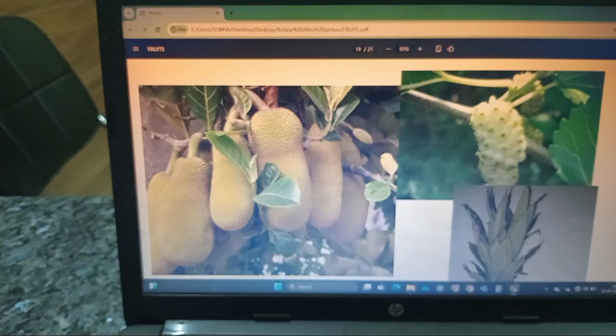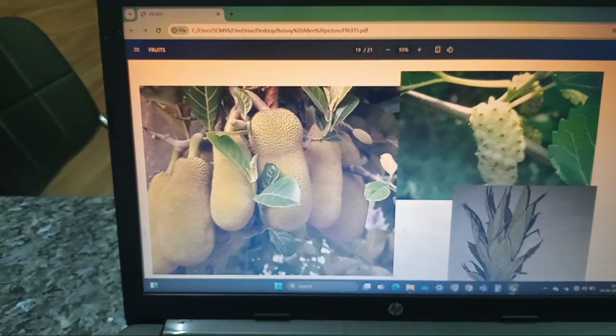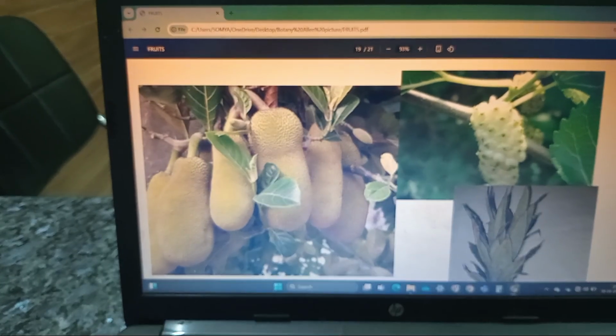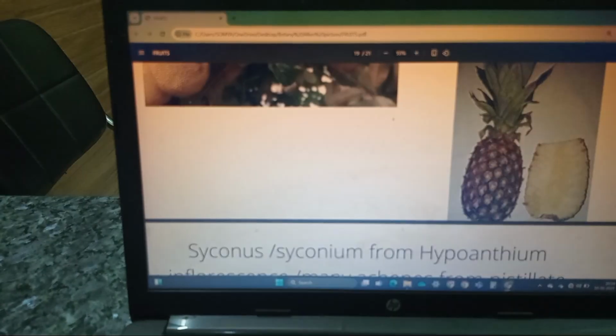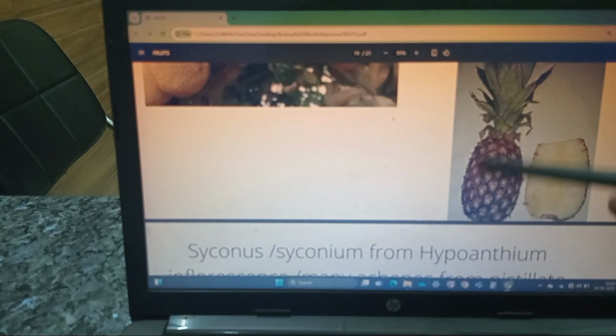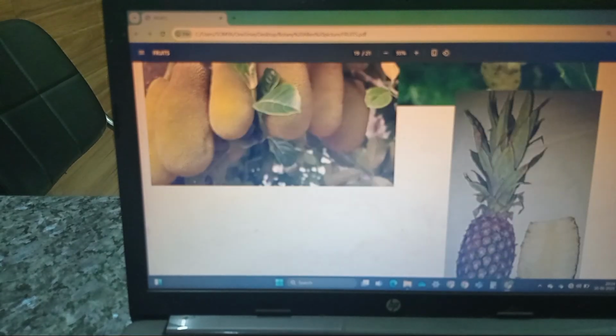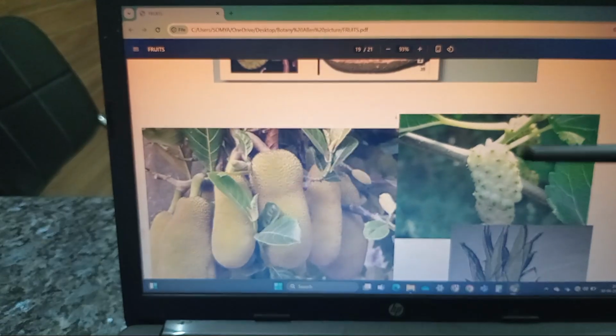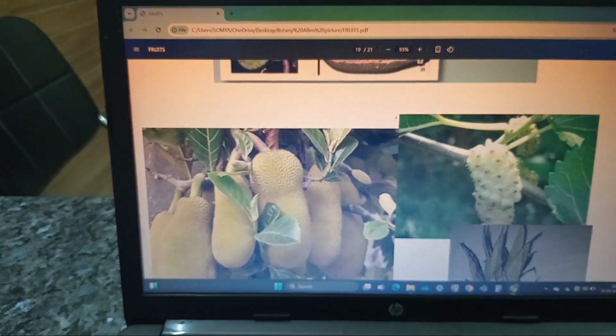You have pineapple. Pineapple is also a sorosis. Here all these small flowers are synchronized to develop at the same time. If one flower develops before the other, then here it will ripen, here it will remain raw. So all of it develops at one time. This is sorosis. Your mulberry, which develops from the catkin, is an example of sorosis.